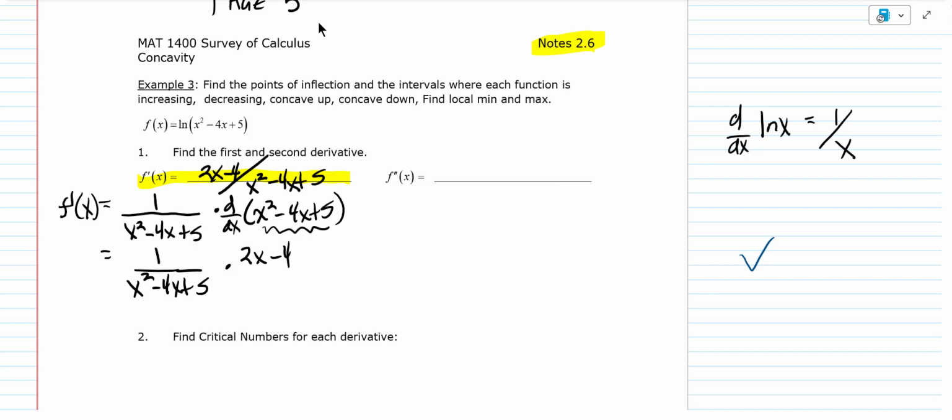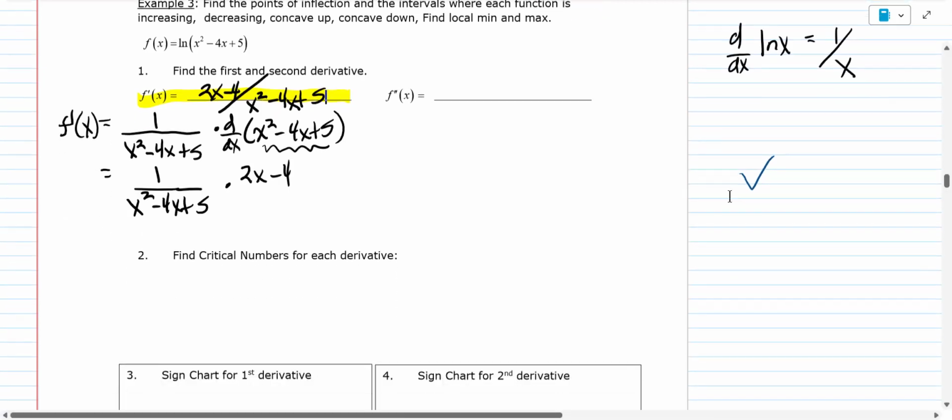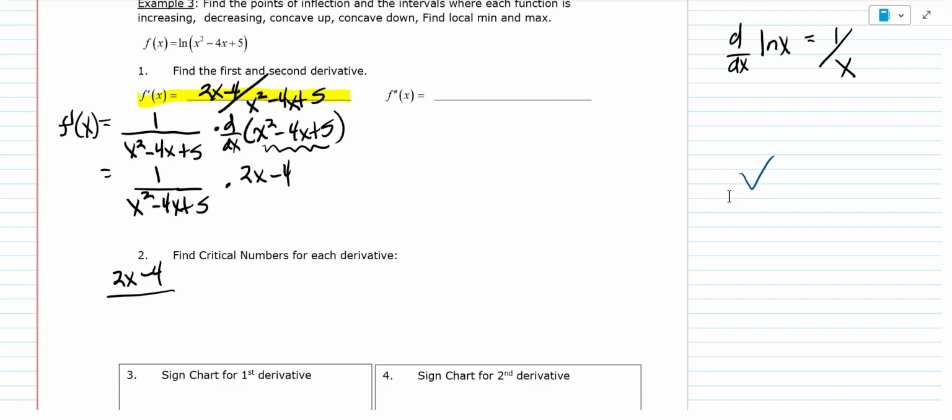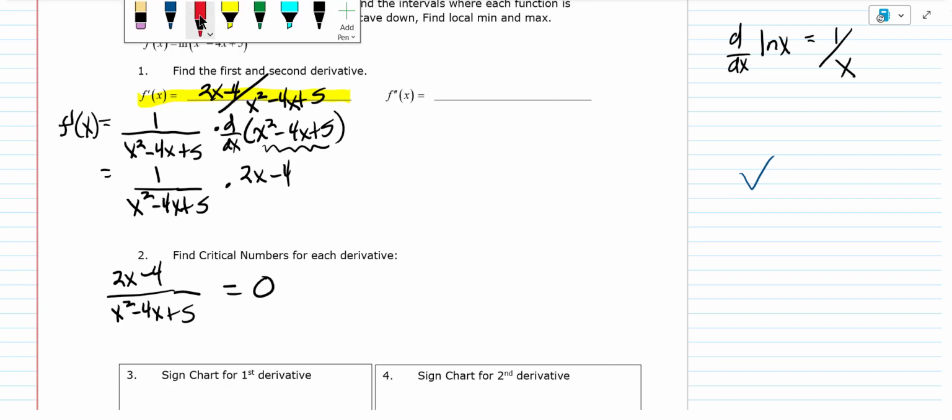Okay, now what we're going to do is we're going to find critical numbers. So let me see if you guys know that. How do you find critical numbers? Set it equal to 0. Okay, so go ahead and write down your first derivative and set that equal to 0. Okay, now we have to solve this equation. All right, what do you do to solve an equation like this? Multiply by the denominator. Good.